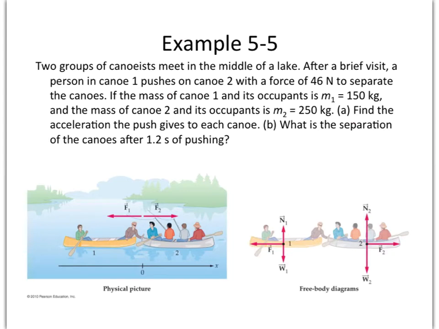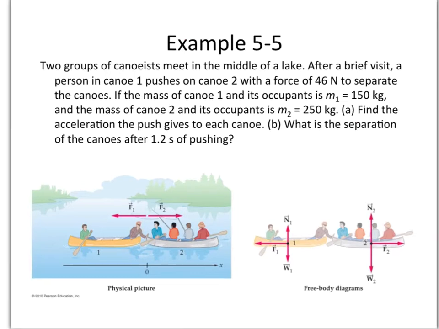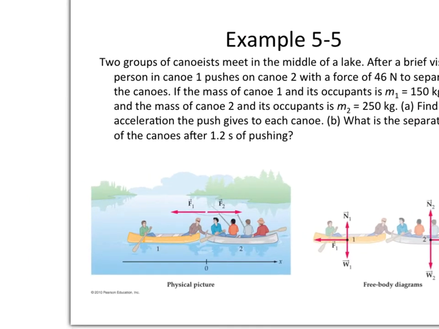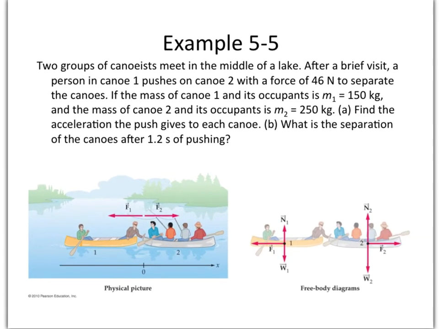Now once again, I'm going to read it, go over it, and shrink it down so we have a little bit more space to write. So here we had two groups of canoeists meeting in the middle of a lake. They visit, they talk, and after a while, one person in canoe 1 pushes on canoe 2 with a force of 46 newtons. Okay, so he's going to apply a force in that direction.